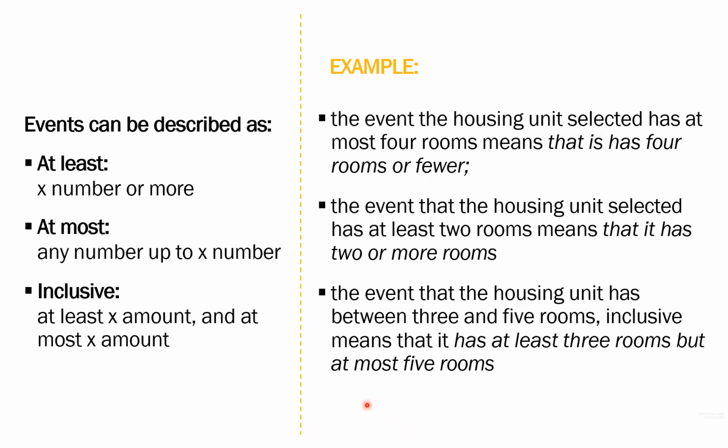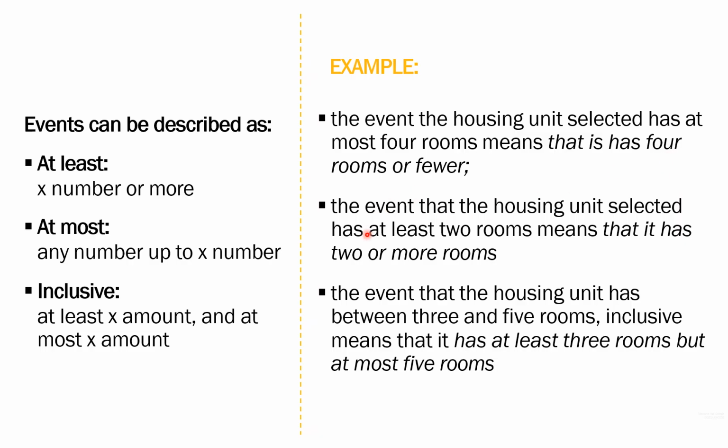And the best way I can give an example of this is if you've ever gone on to a real estate website and you're looking up the different types of houses, you can put in parameters or filters in there. So some examples would be the event the housing unit selected has at most 4 rooms. And what that means is that it has to have 4 rooms or fewer.